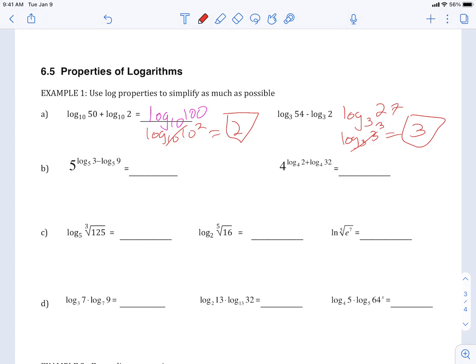Next, you have your base here of 5 to the log base 5 of 3 minus log base 5 of 9. Well, let's first combine these. So this would be 5 to the log base 5 of 3 over 9. And remember, if you have the same bases here, these cancel out, and you're just left with 3 over 9, or 1/3. Same thing here with the 4, it's times, because it's a plus. So this is just 4 to the log base 4 of 64. And you don't have to do anything else, because this 4 and this log base 4 cancel, and the answer is just 64.